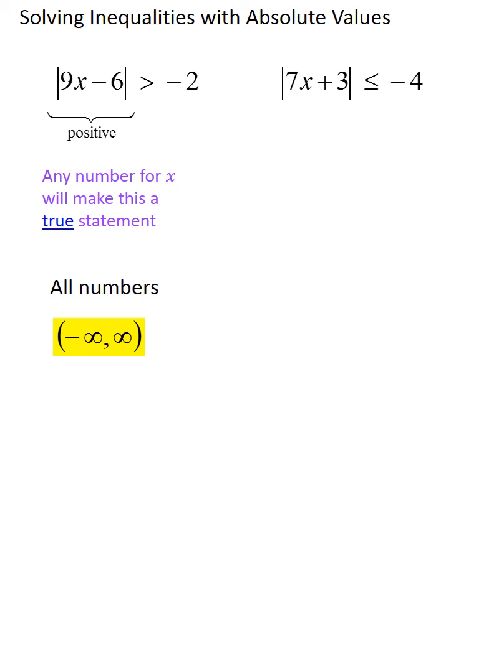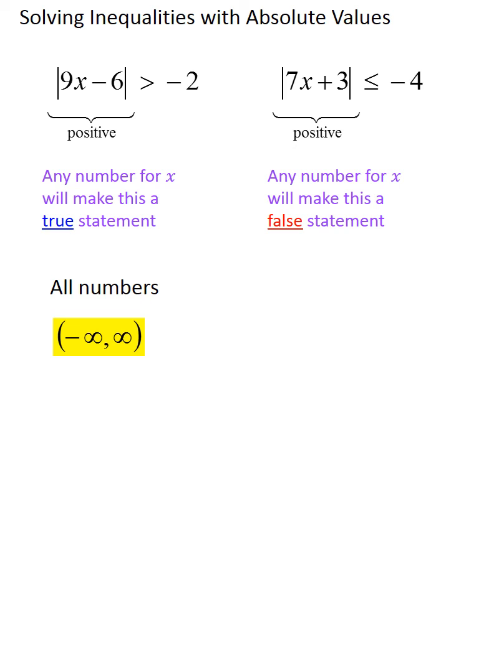Here's another problem that requires absolutely no algebra, because I have an absolute value on one side and a negative number on the other. The reason I don't need algebra for this is because while I don't know what x is, I do know that the absolute value of anything is going to be positive. So this statement essentially says that some positive number is less than or equal to -4, but there are no positive numbers less than or equal to -4. That leads me to conclude that this statement couldn't possibly be true, and that any number I would choose for x would make this a false statement.